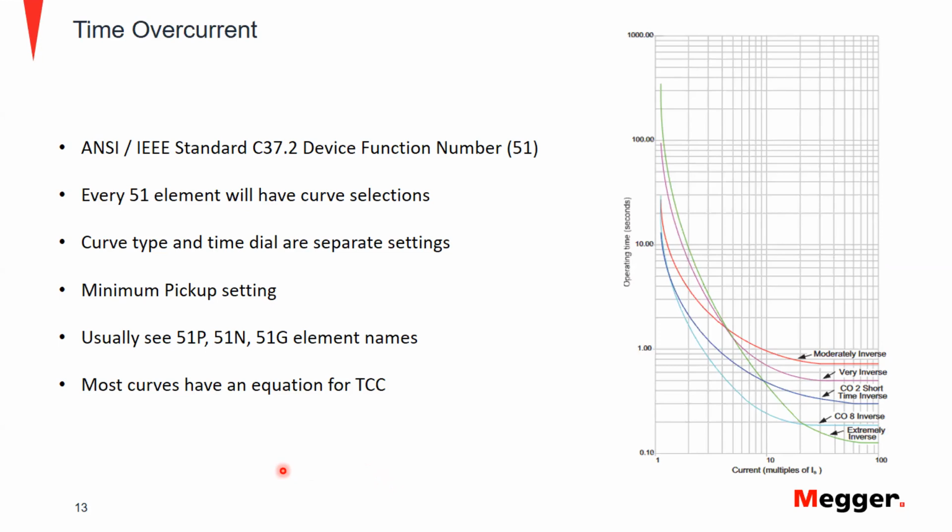And then usually we will see the 51 element associated with the phase, the neutral, or the ground elements. Most of the 51 elements will have some type of TCC, and most of them will have either an equation tied to those, or you'll see the older electromechanical style, where they used to call them the old skins. They're really thin pieces of paper with the logarithmic graph on them, and you would have to use your little ruler and pencil. So it was enjoyable to walk through that one time in a career.